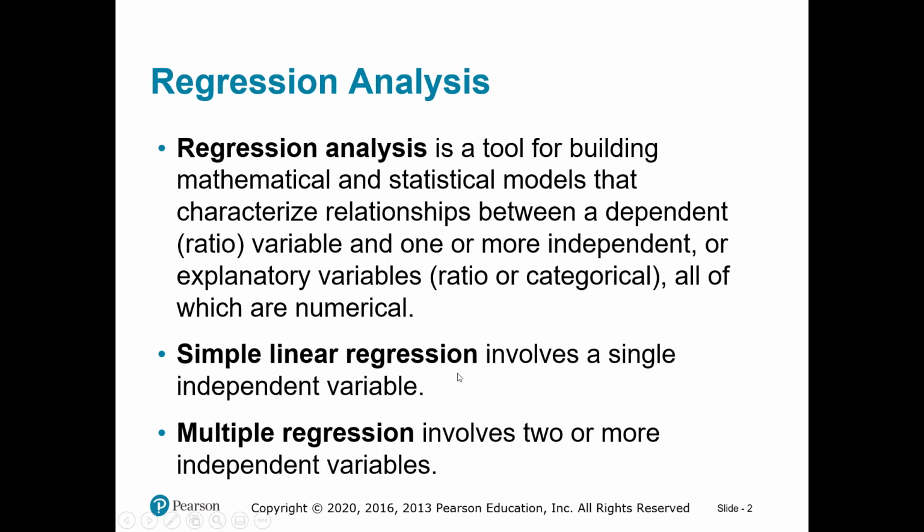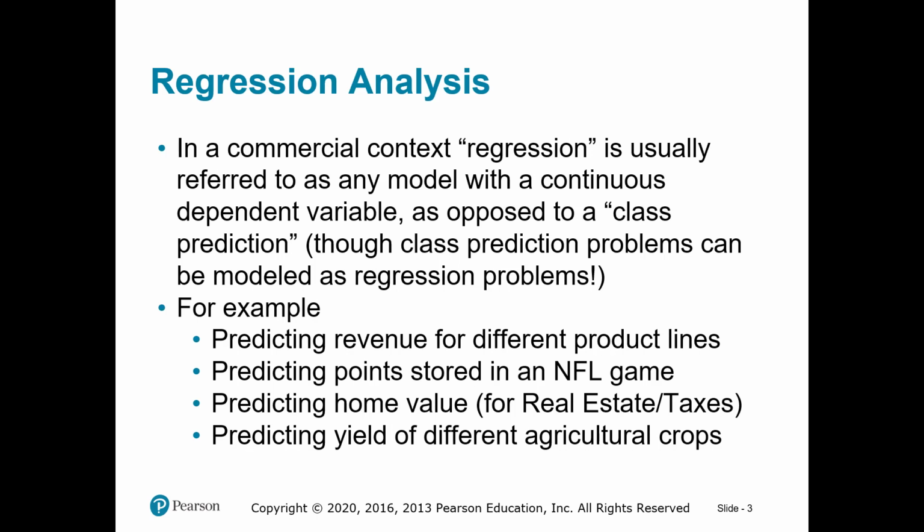And we can kind of divide the problem further in that we have simple regression where we have a single independent variable and multiple regression where we have more than one independent variable. So this is kind of more my definition. And basically, in the commercial context, when we talk about regression models, it's basically any model with a continuous dependent variable. Now, there's lots of types of regression where there are categorical dependent variables. That's maybe a little bit too complicated in terms of the definitions of this class.